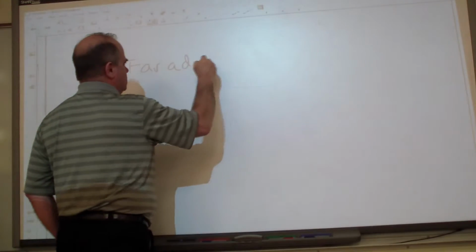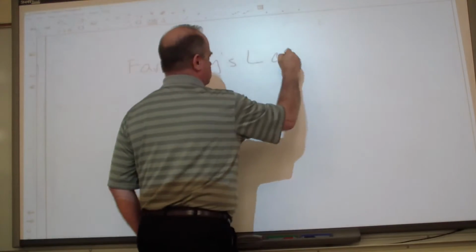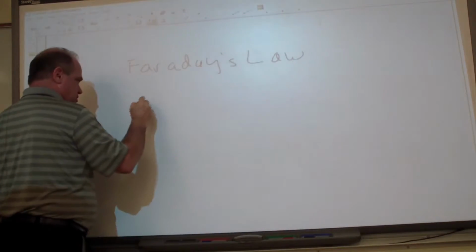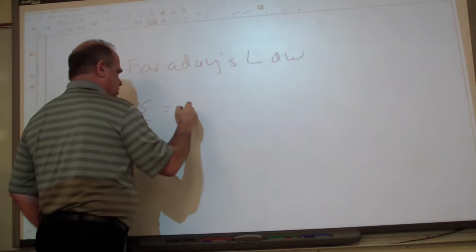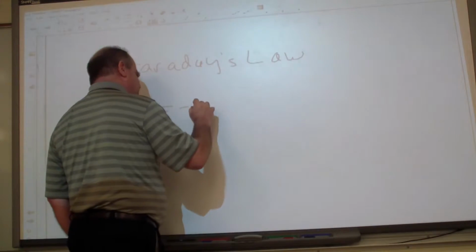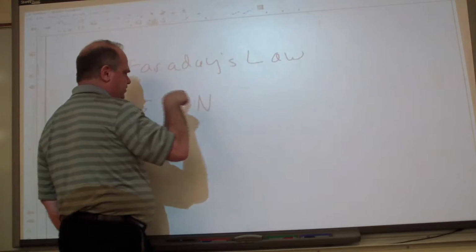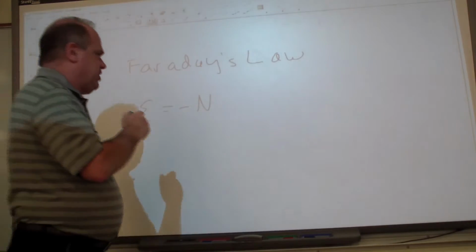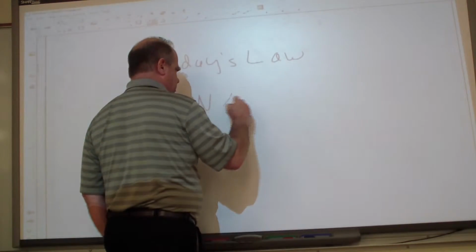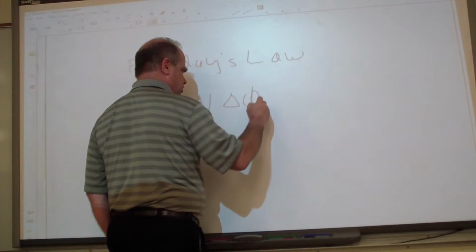What is that? That was magnetic flux. It's going to be voltage, and they do this. Some books write this, and some leave the N on. I'll leave the N in there, and it's going to be delta V.